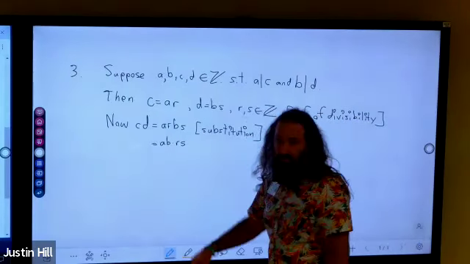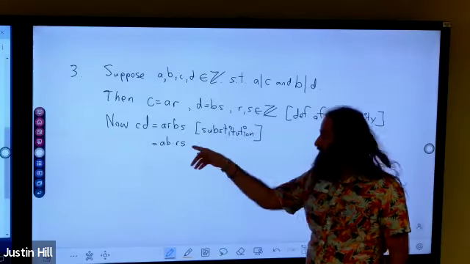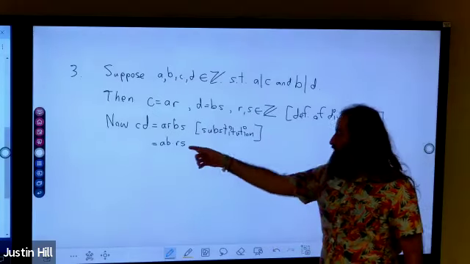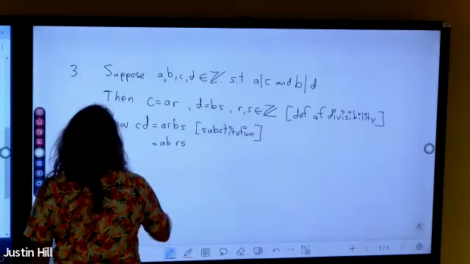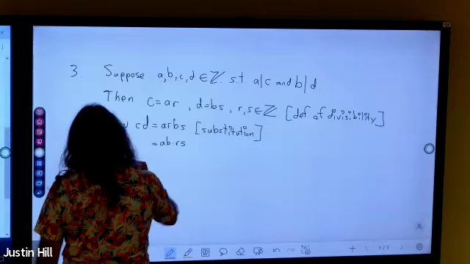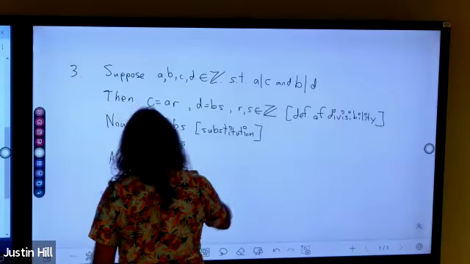Now, is rs an integer? Because now I almost have it. I have ab times something. Is rs an integer? Good. Of course it is. So rs is an integer because it's a product of integers.